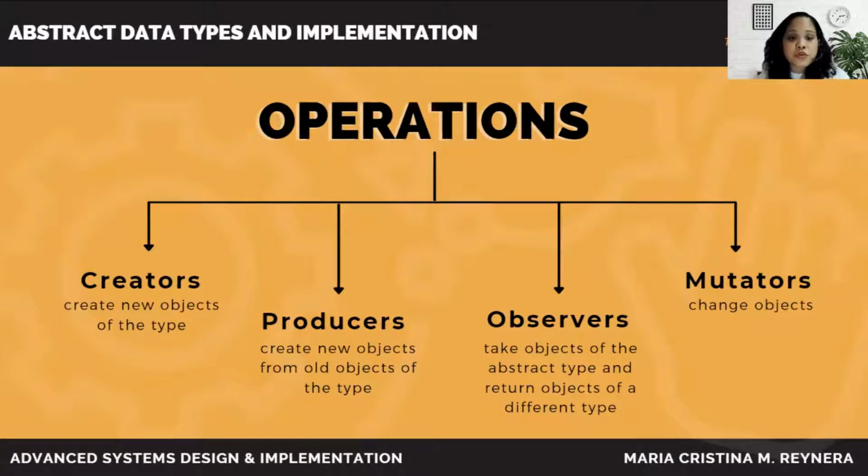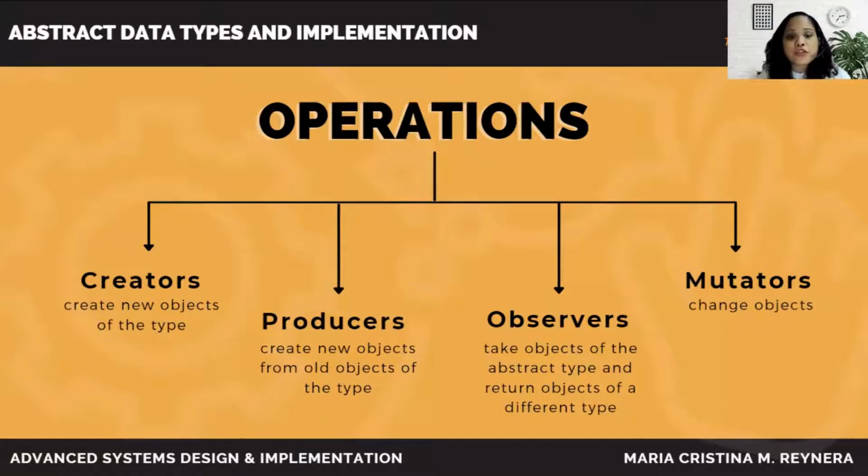For the producers, this sounds familiar to the creator operations, but producers produce a different object of the same type. It does this by performing some kinds of operations on the objects and returns a new object. An example of this is when you merge two strings together, the producer method combines the two string objects and returns a new object.